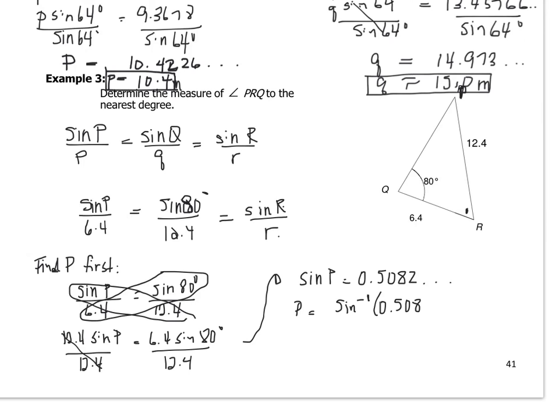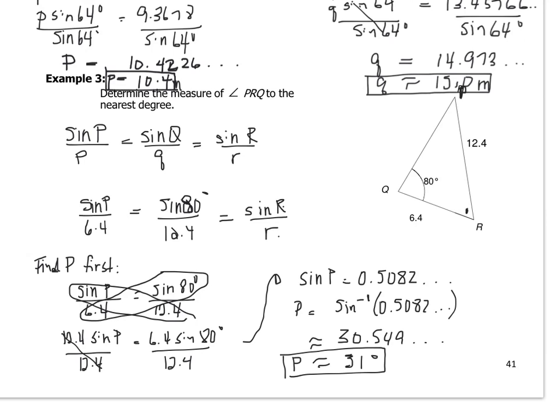0.508, I'm just leaving it in my calculator, that's why I have dot, dot, dot after it. But if you were just rounding it off to 4 decimal places, it would be 0.5083. So inverse sine of that, and that gives you approximately 30.549, so approximately 31 degrees.